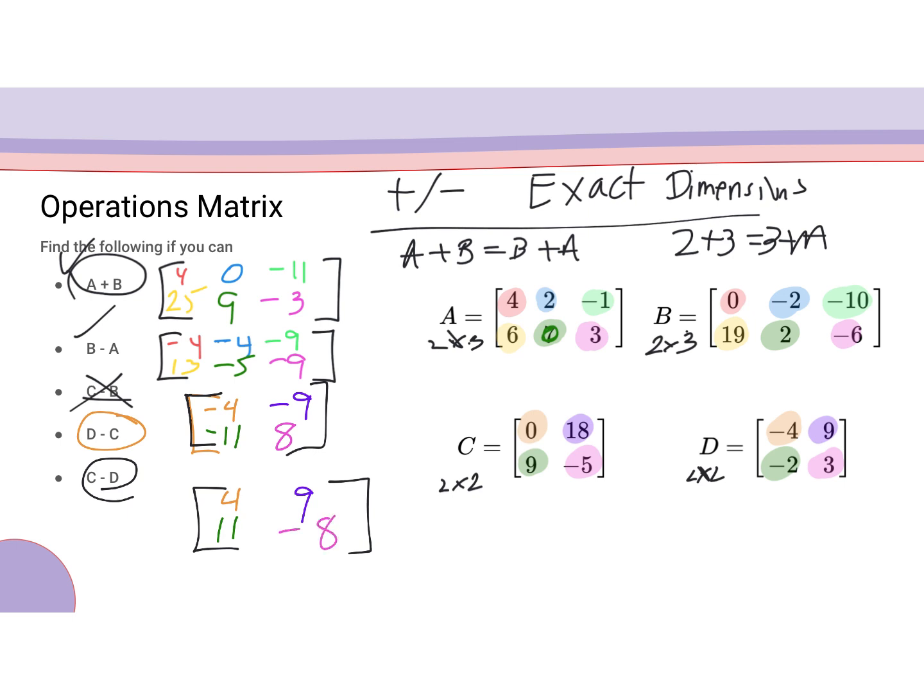So one interesting thing here with subtraction, if you noticed, C minus D is actually just the negative version of D minus C, which actually makes sense if you think about distributing your negative and just changing your operation around.